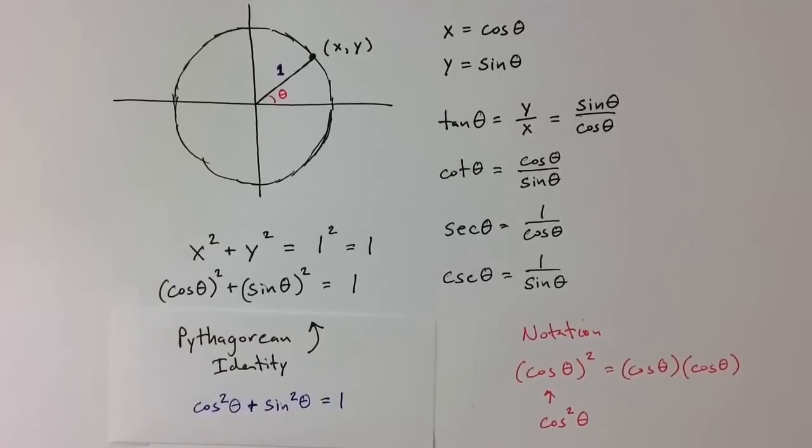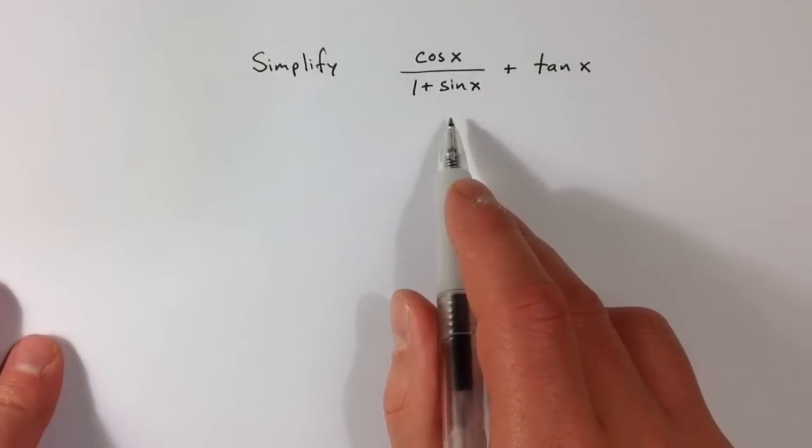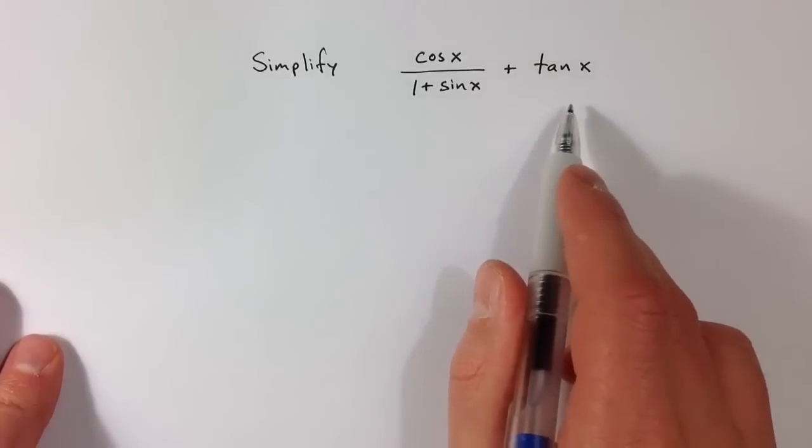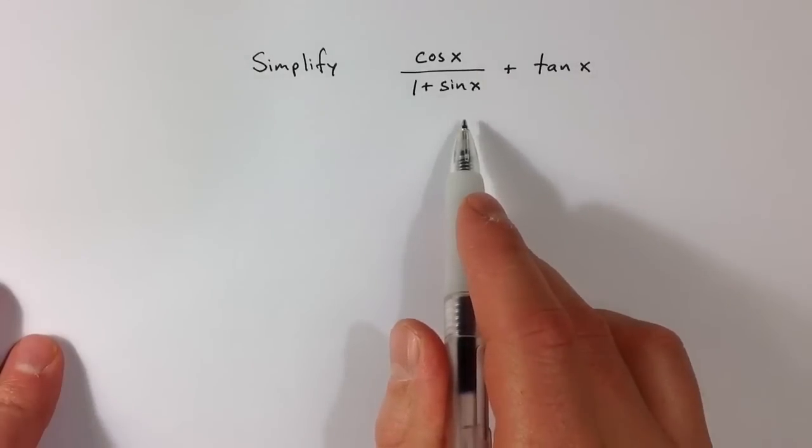Let's look at an example of how we can use these trigonometric identities to simplify expressions. Let's try to simplify the expression cosine of x over 1 plus sine of x, plus tangent of x. There are a few different things we could do to get started.